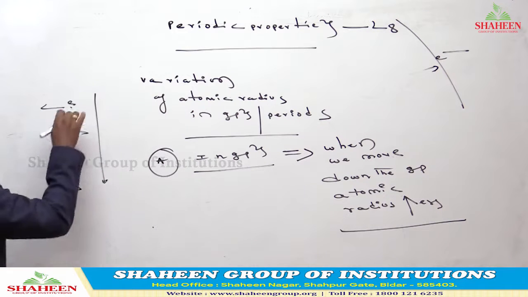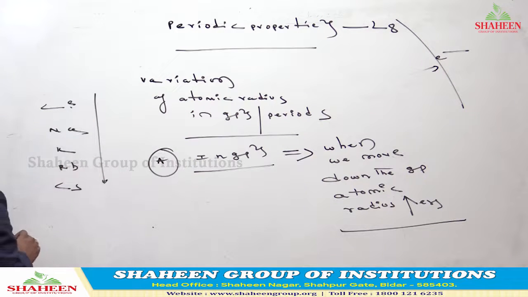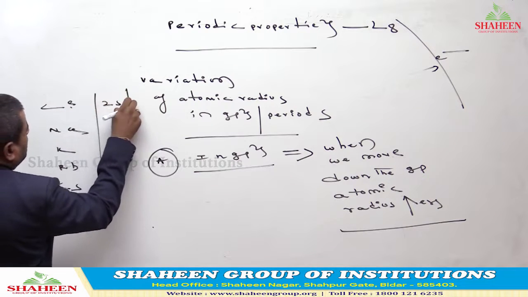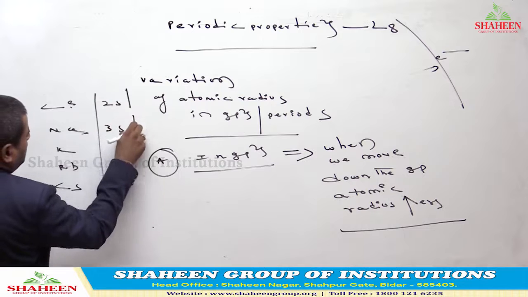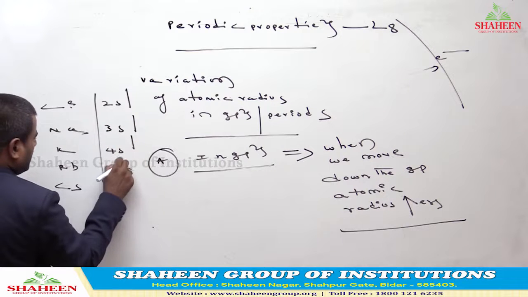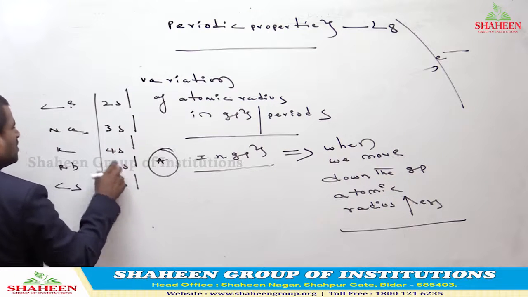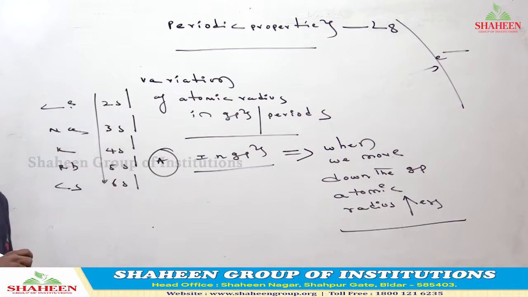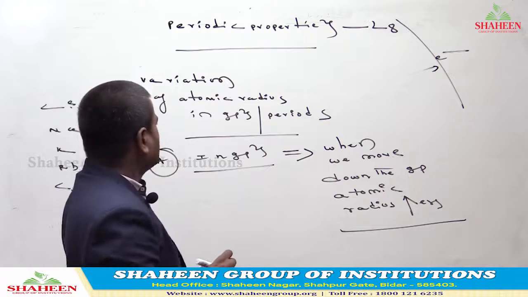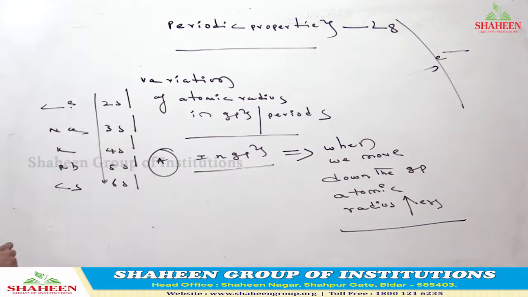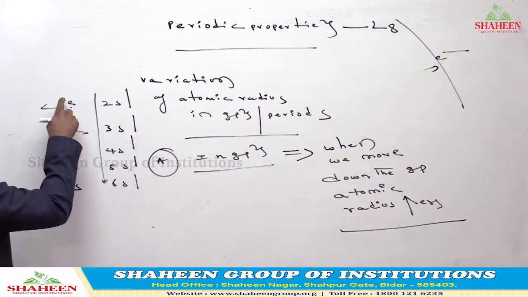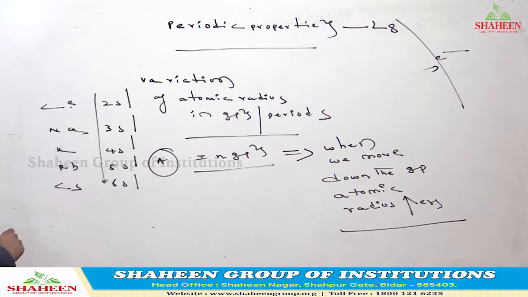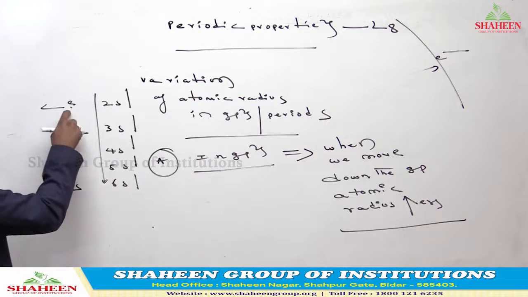The reason is that the principal quantum number n value increases. The electron configuration of lithium is 2s1, then 3s1, 4s1, 5s1, 6s1. Down the group the principal quantum number n increases. The n value indicates the size of the atom. As n value increases, size of the atom increases down the group. That's why cesium has a larger size than lithium.